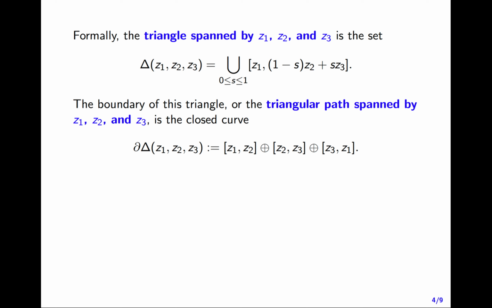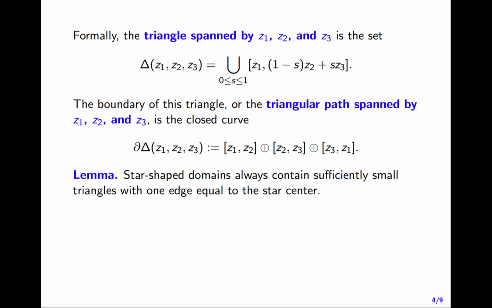And so that's precisely the three line segments that form the outermost border of the triangle. And in particular, I see this as a closed curve because I start at the point Z1 and I finish at the point Z1. So the initial and terminal points of this triangular path are the same, and it's a closed curve.